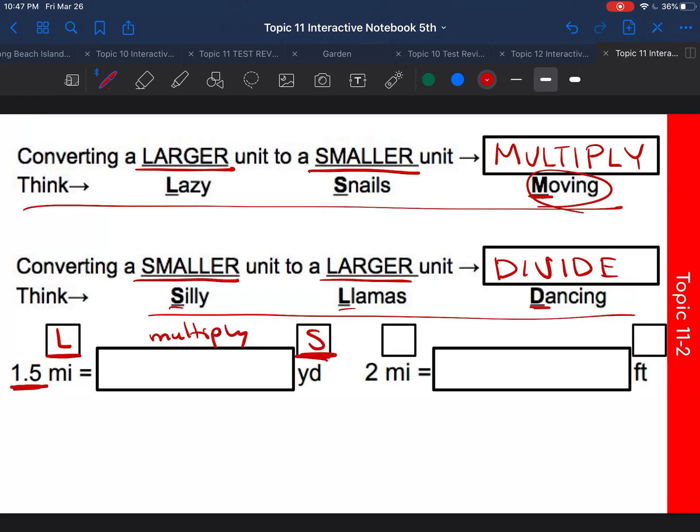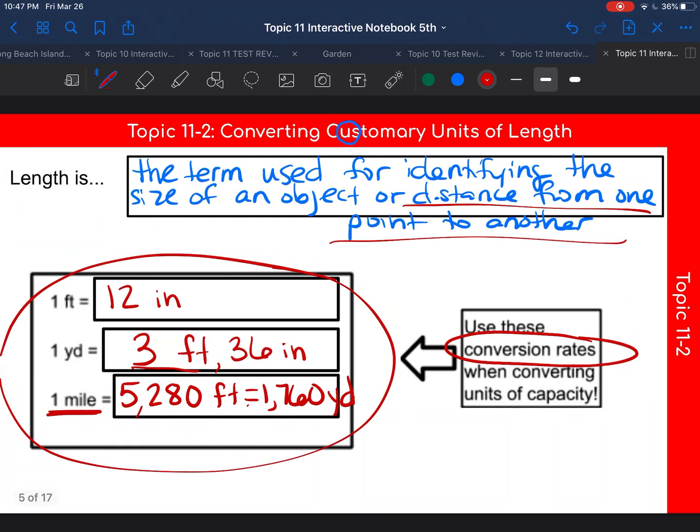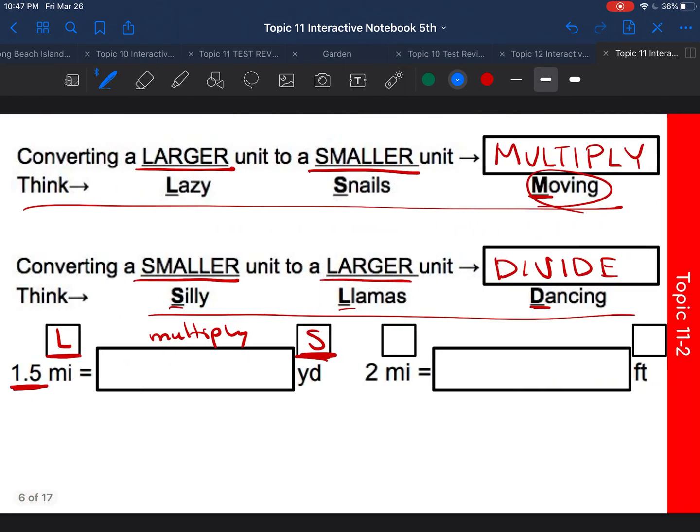So we are multiplying 1.5 by what relates miles and yards? I see that 1 mile is 1,760 yards. So what we're going to do is multiply 1.5 times that. And we end up getting 2,640 yards. So 1.5 miles is equivalent to 2,640 yards.